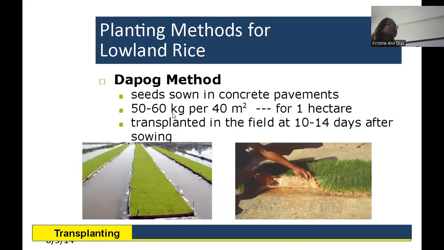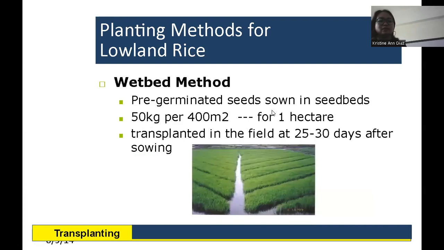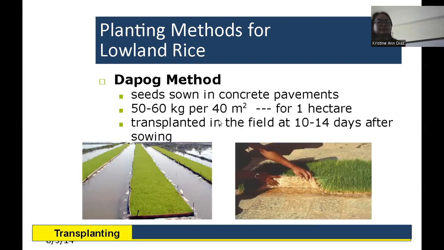So dapat method naman, the same. 50 to 60 per 40 square meter, but for 1 hectare. Plus na siya, 10 to 14 days after sowing. Kasi naka-concrete pavement siya kaysa kanina, wet bed. Pre-germinated seeds na niya siya. Ang simento kasi siya, oh.